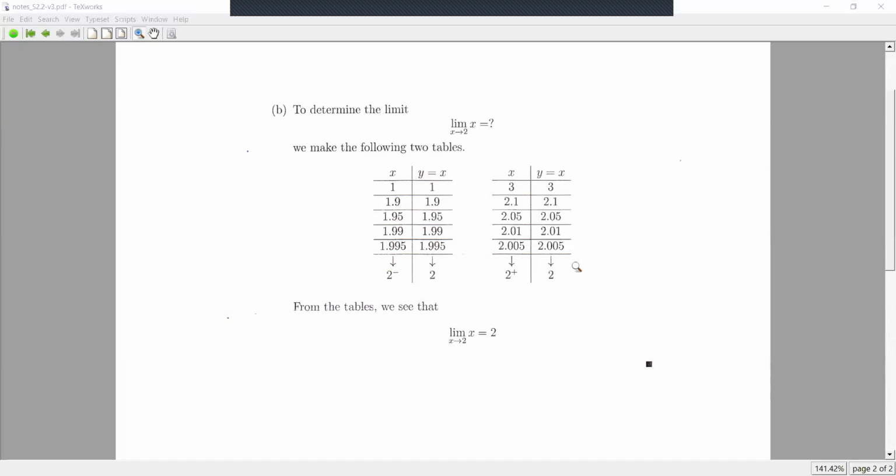In the second table, I let x approach 2 from the right-hand side by taking these points. Again, function approaches 2. So based on these two tables, I tend to conclude that when x approaches 2, no matter how x approaches 2, from the left or from the right, the function approaches the same number. The number is 2. So 2 is the limit.